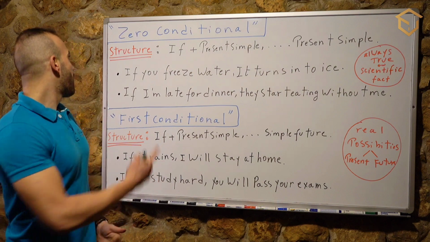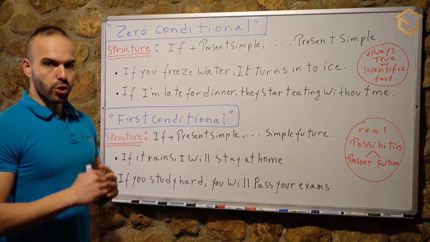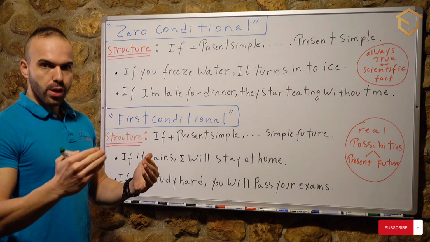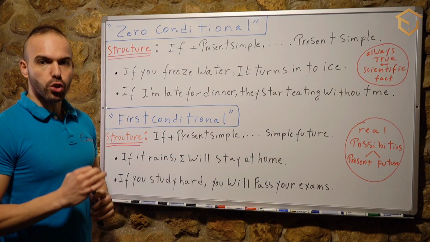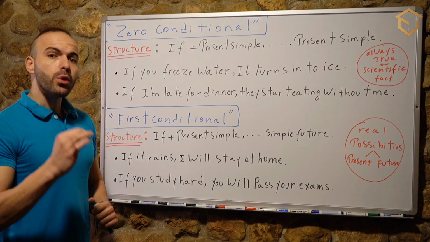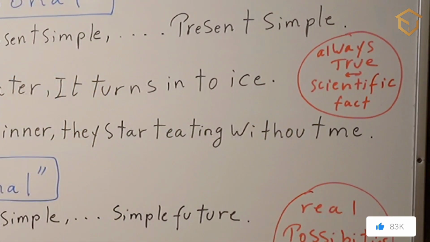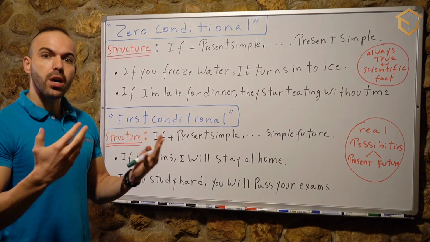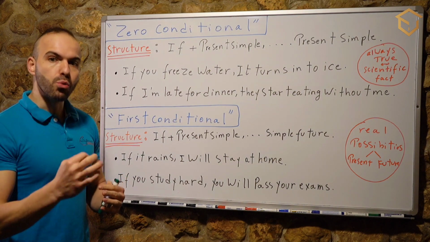Starting now with zero conditional. What is zero conditional and how do we use it? So as you can see, that is the first type of conditionals. We use zero conditionals to talk about things that are always true. For example, a scientific fact. So it's something true, exactly true.